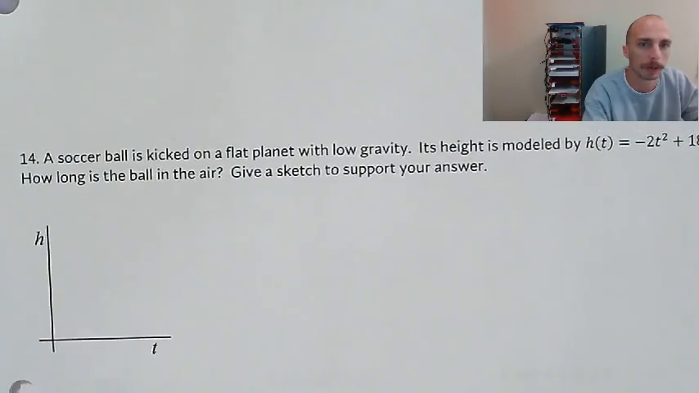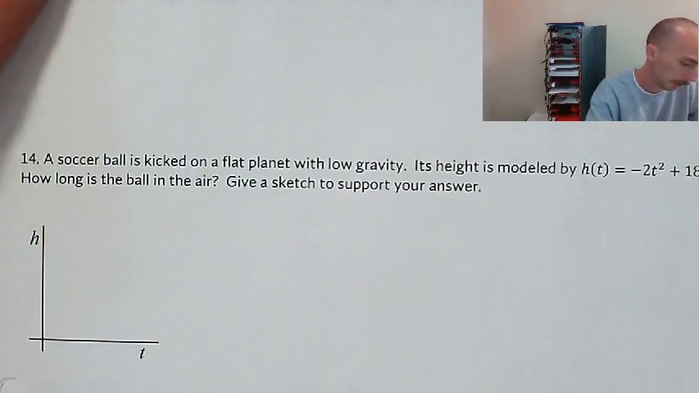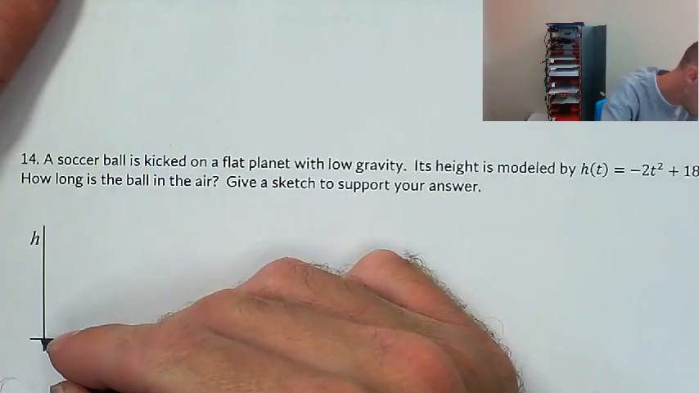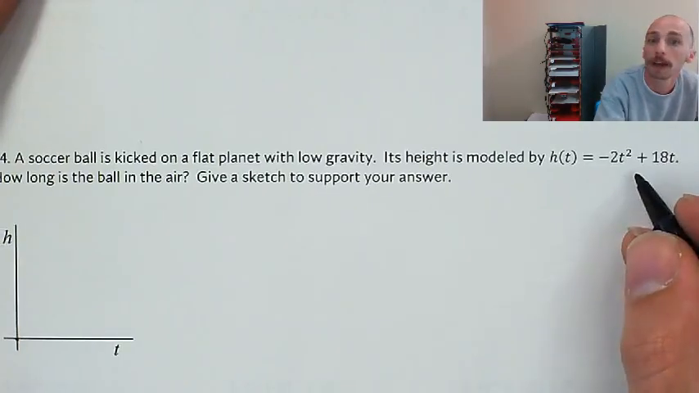A soccer ball is kicked on a flat planet with low gravity. Its height is modeled by h of t equals this. How long is the ball in the air? Okay, give a sketch to support my answer. That's just where we're going to sketch. Negative 2t squared plus 18t. I guess you don't necessarily know that. I'm going to factor this thing first.